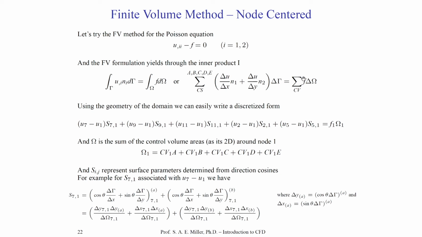We can now take this equation and discretize it with the values of u between each volume and their surfaces. That's what this equation here is. It's simple geometry, and you can program this in a computer in a very algorithmic way. We'll have, for example, the first term is u7 minus u1. That's the delta u term. F7(1) is, of course, defined down here. F7(1), or Sij in general, will represent a surface parameter which is determined from the directional cosines.